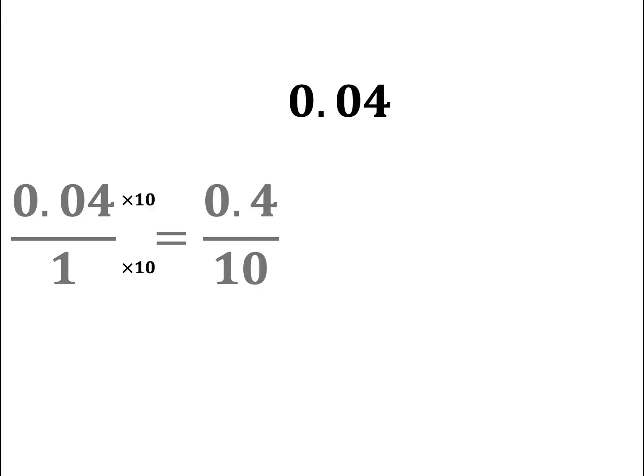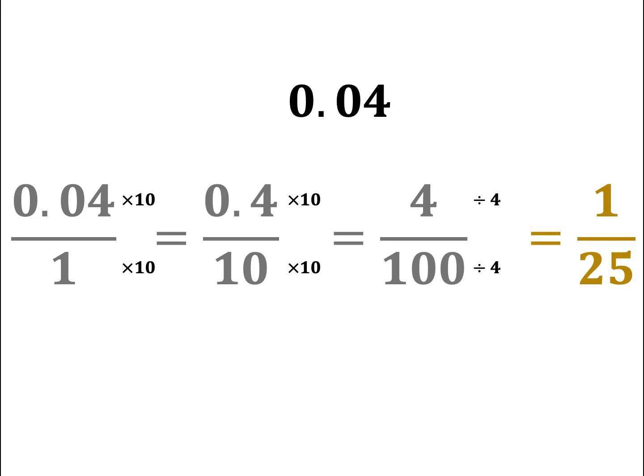Have a think about this example. Let's go through the process again. 0.04 over 1. Multiply both by 10. This gives us 0.4 over 10. Multiply again by 10 to give us 4 over 100. Now we have whole numbers, we simplify if possible. Both can be divided by 4. This gives us 1 over 25. 1 and 25 have no other factors except for 1, so this is the final answer.